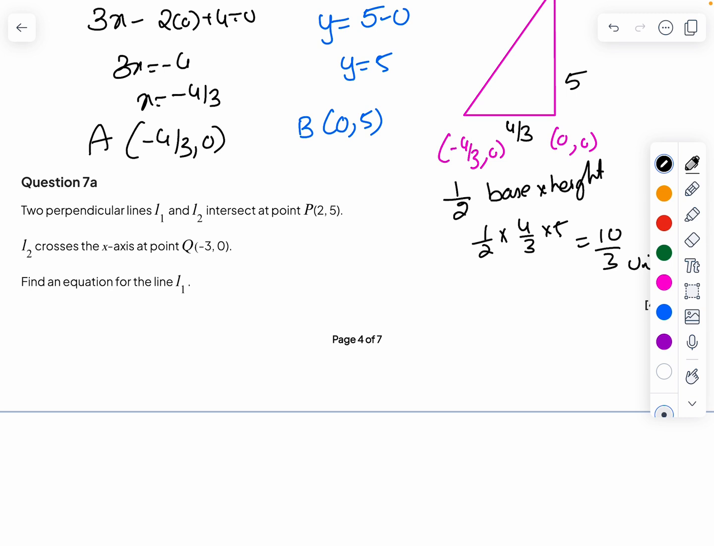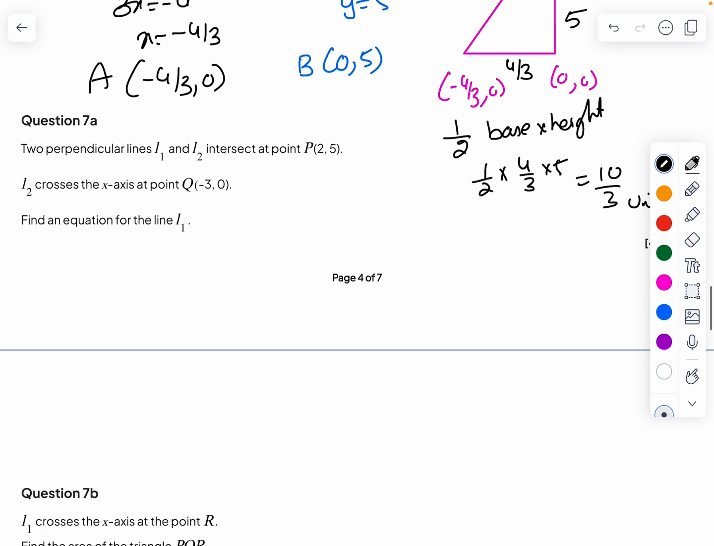Two perpendicular lines L1 and L2 intersect at P. L2 crosses the x-axis at Q. Find the equation of L1. So there are two perpendicular lines, L1, L2. They intersect at P. L2 crosses through Q, which is (-3, 0).